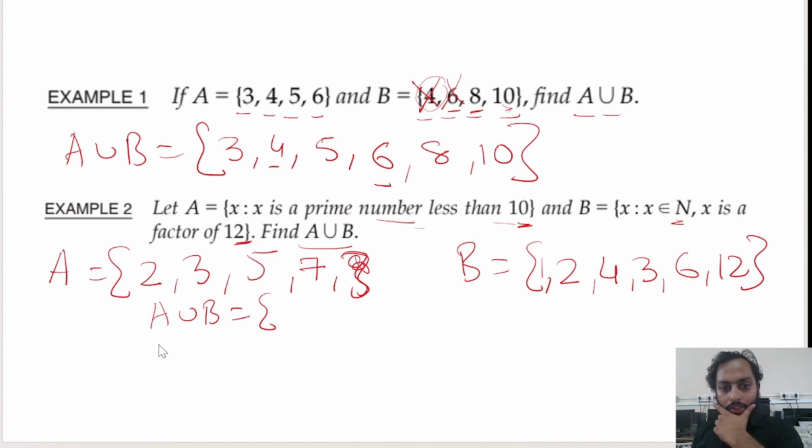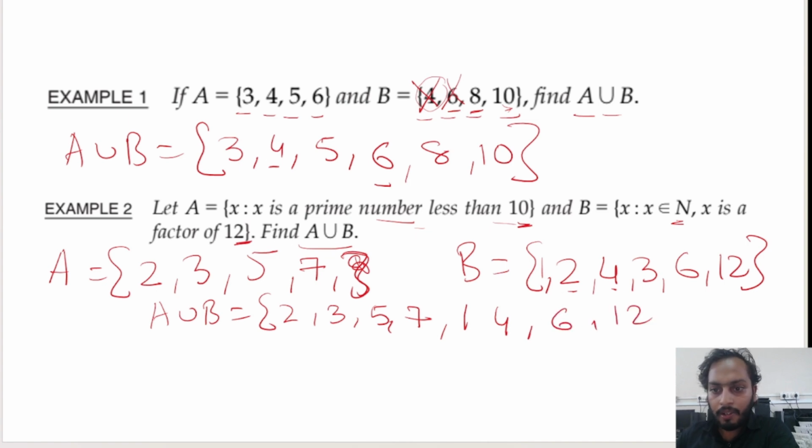You can do that. Okay, let me do this. It's 2, 3, 5, 7. I'm writing A. Then 1 will come. 2 already came, so I will not write it again. 4 will come. 3 already came, so I will not write it again. 6 and 12 will come. That is A union B.